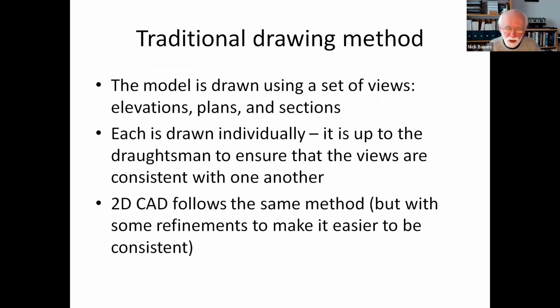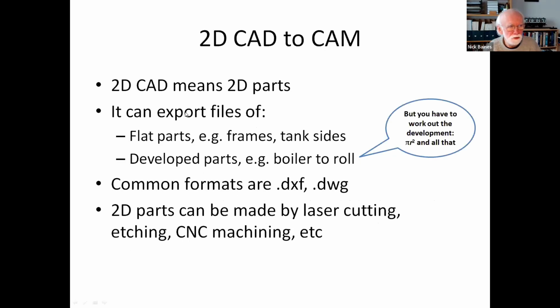Because if they're not, then the workshop is going to be seriously misled, or hopefully the drawing checker will pick it up and send it back to the draftsman with lots of rude words written all over it, which is usually what happened. 2D CAD follows exactly the same method. When people were designing 2D CAD software, that was the model that they followed. And they were able to add some refinements to improve the consistency and get over some of those problems, but it was still conceptually exactly the same process.